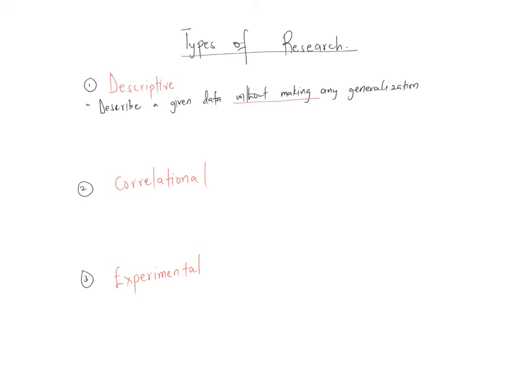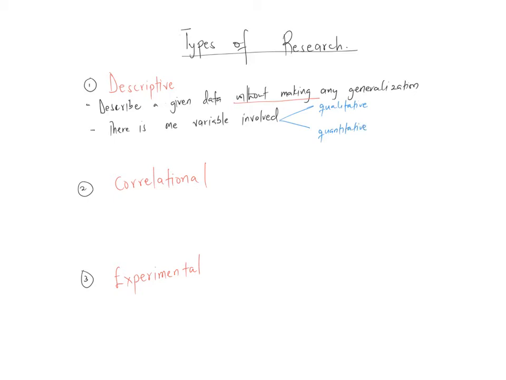The next thing is that under descriptive, there is one variable involved, and that variable could be qualitative or quantitative.